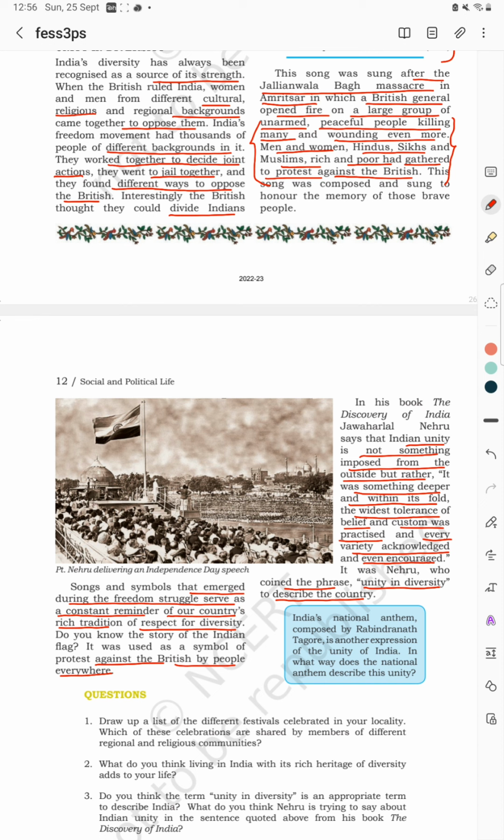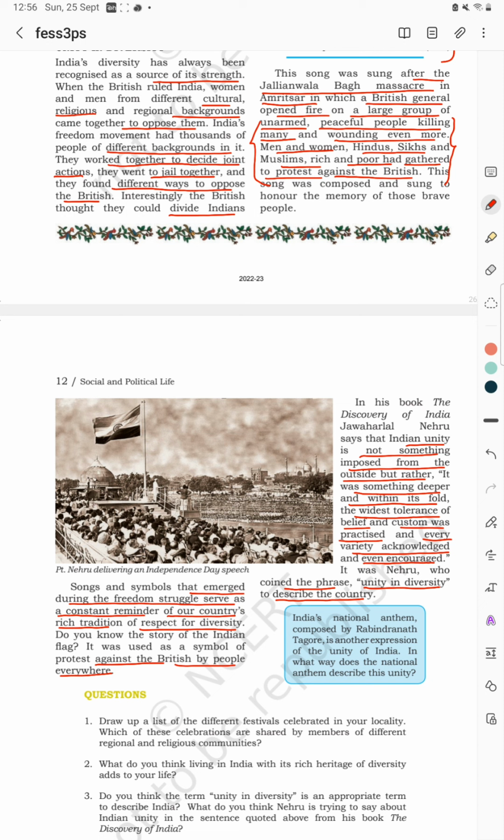So diversity is having different religion, different language, different culture, different regional aspects. In that way, we can define diversity.